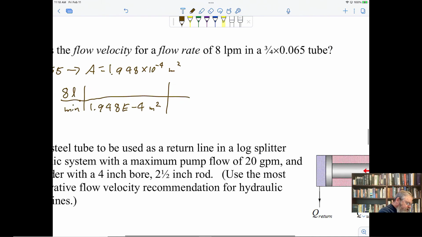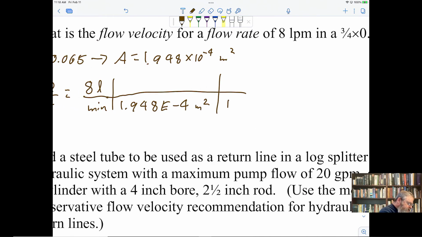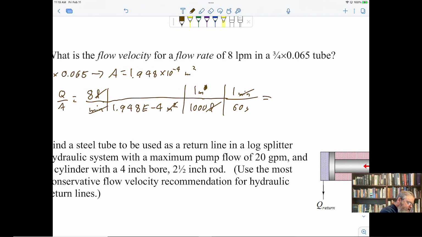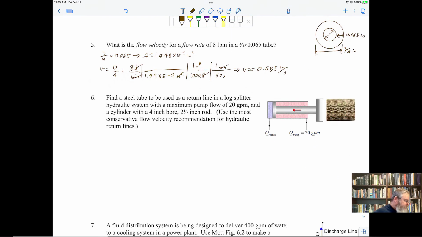Well, what's the deal with liters? 1,000 liters is 1 cubic meter. That gets rid of the liters. And let's get rid of the minutes as well, because 1 minute is 60 seconds. So the minutes cancel. And now the square meters cancel the cubes. And I'm left with meters per second. And I guess it means that my velocity here is about 0.685 meters per second. About 0.7 meters per second is the fluid velocity that I'm going to get.